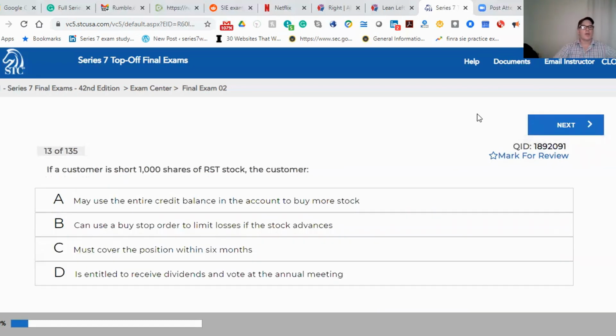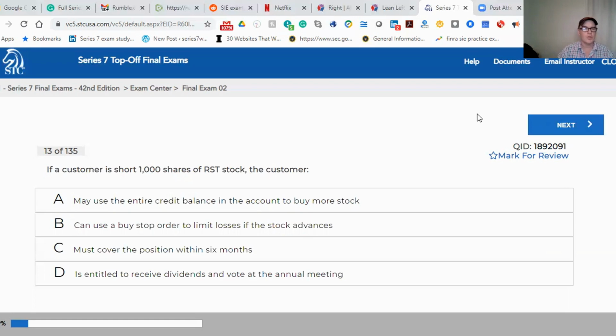Okay. If a customer is short 1,000 shares of RST stock, the customer, okay, can I use the entire credit balance in the account? Well, if you watch my old short margin account, maybe that's not true. Okay. Can I use this buy stop order to limit losses? Okay, we'll come back to that. Must cover the position with 6 months. There's no end. And is entitled to receive dividends and vote at the annual meeting. No, because I shorted the stock.